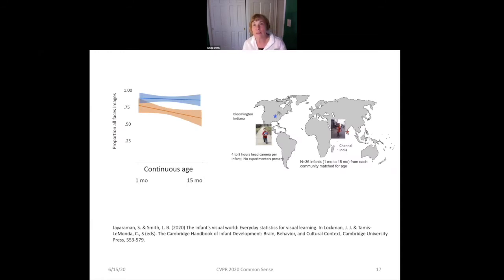US nuclear family homes. We've collected data in an impoverished fishing village near Chennai, in which there's minimal electricity. Most cooking and daily life is done on the street. And so you might expect that these babies would see many more faces. But the babies in India over the first year of life, just like the babies in Bloomington, Indiana, see predominantly 3 faces. This is the proportion of all faces on that y-axis that can be accounted for by the 3 most frequent people in the US in blue and in India, in that village outside Chennai, in orange.